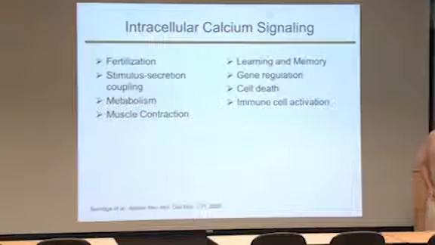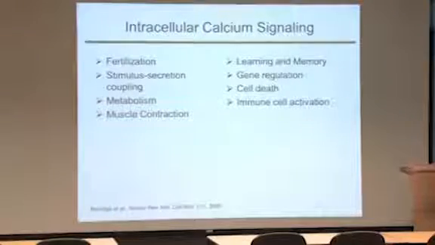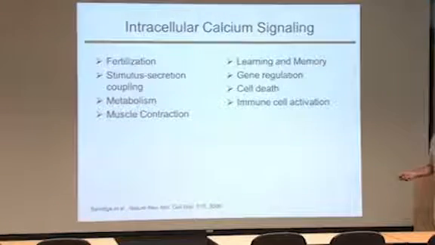Calcium signaling is used for a huge variety of purposes. It's one of the first signals that occur upon fertilization of the cell, and one of the last signals that occurs prior to cell death. In between, you use calcium for things such as memory, gene regulation, regulation of metabolism, and my primary interest, muscle contraction.